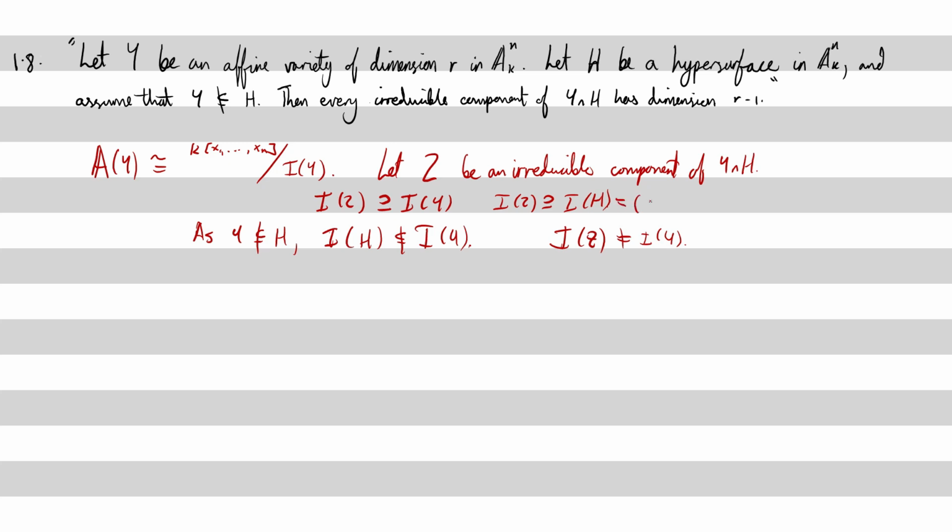And let's call I of H, f. So I of Z over I of Y is a prime ideal of k[x1, ..., xn] over I of Y, which is A of Y. In fact, A of Y over I of Z over I of Y is isomorphic to A of Z. This will be important later.